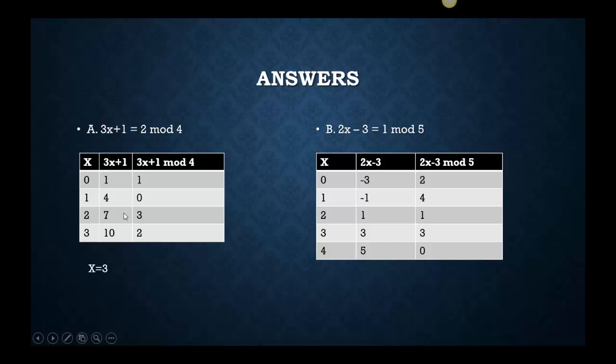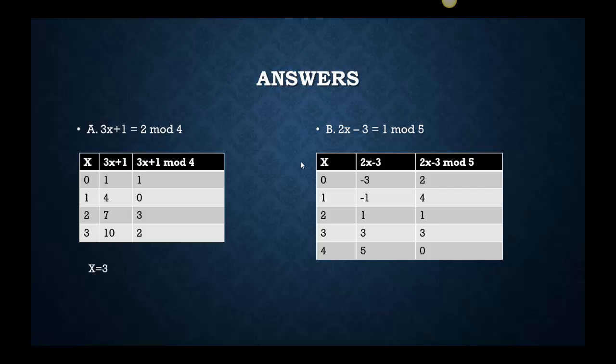The remainder of taking 7 mod 4 would be 3, and then 10 mod 4 is 2. I did actually want a 2, so for this 2, I have to go back and say, what's the corresponding x value? It was 3.